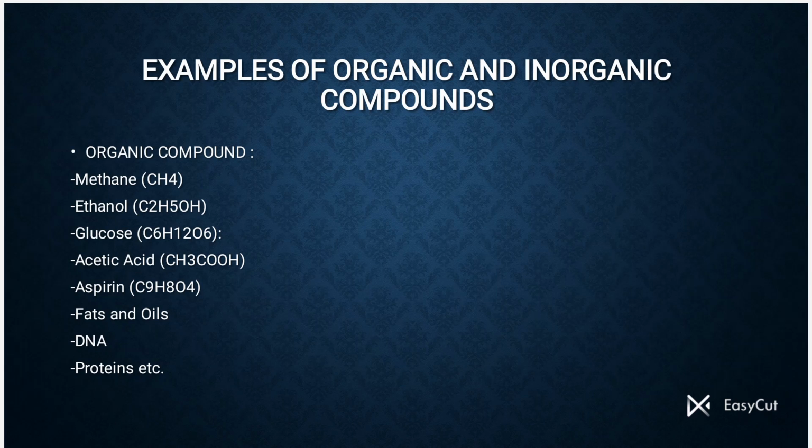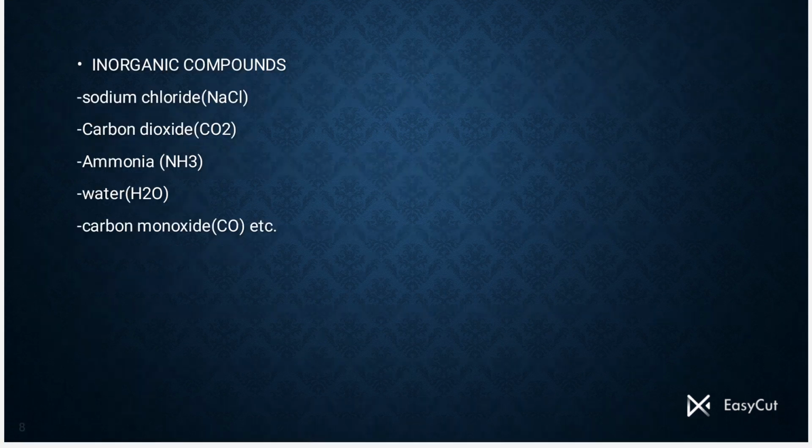Examples of organic compounds include methane, ethanol, glucose, acetic acid, aspirin, fats and oils, DNA, and proteins. Examples of inorganic compounds include sodium chloride, carbon dioxide, ammonia, water, and carbon monoxide. So we need to note some of the examples of organic and inorganic compounds.